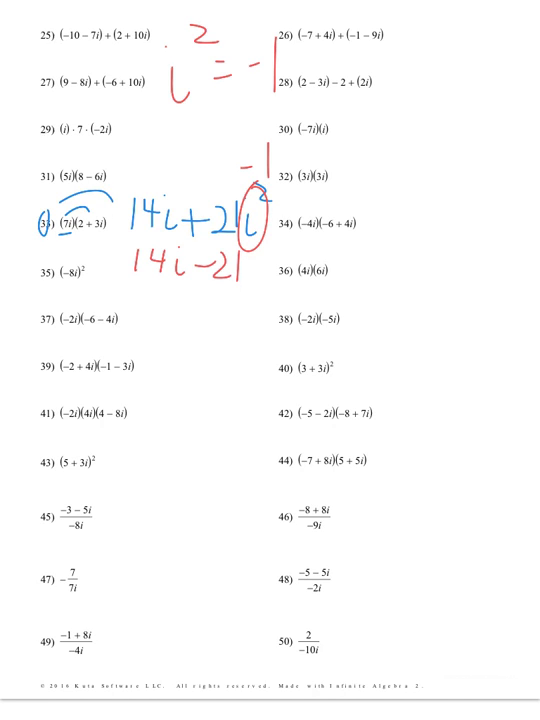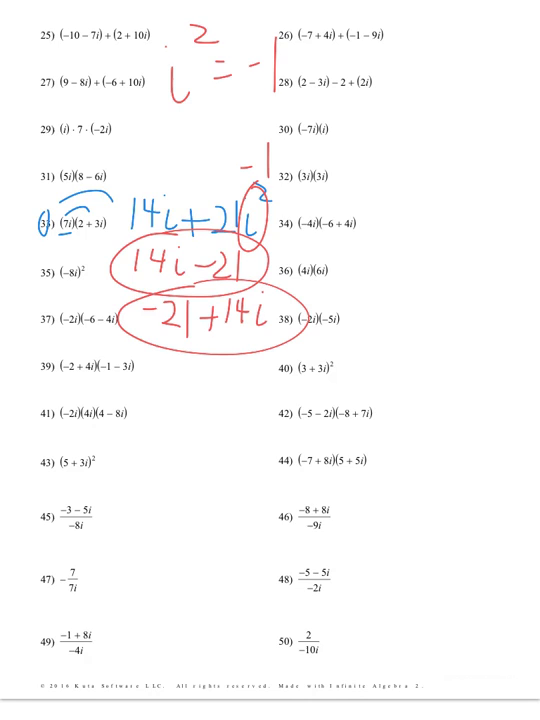Typically, the best way to write them is with the non-i part first. I know this is kind of opposite of what we do algebraically, but negative 21 plus 14i, then it'll kind of be in that a plus bi format. You don't have to do that. Either one of these is okay.